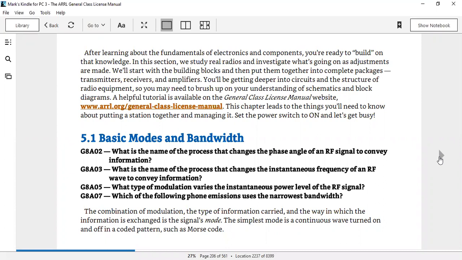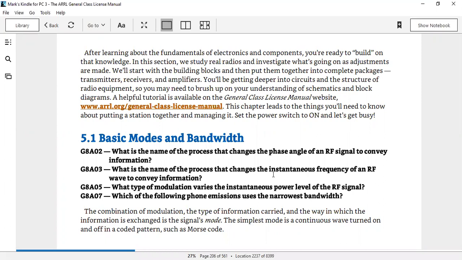Then you have CW, and then you have AM, which varies the instantaneous power level. The instantaneous frequency on this third one, Mark, that's FM. I was thinking FM because we had the AM. Yeah, that is correct. Since I'm talking with you now, it's coming back to me. So that's FM, the instantaneous frequency.